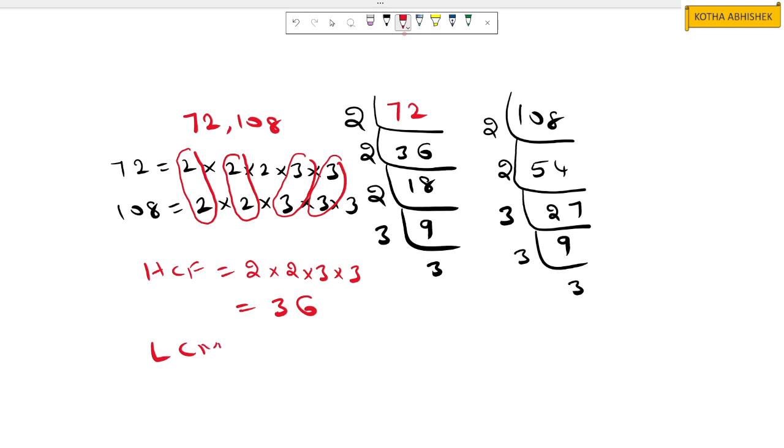Next, the LCM. First write the common numbers. Those are 2 into 2 into 3 into 3, into, here extra number 2 is there, so write that 2, into, down there extra number 3 is there, so write that 3. Which equals 2 2s are 4, 4 3s are 12, 12 3s are 36, 36 2s are 72, 72 3s are 216. So the LCM is 216 and the HCF is 36.